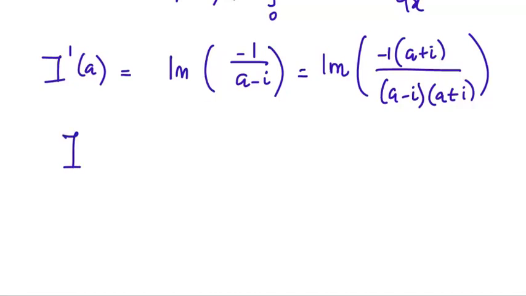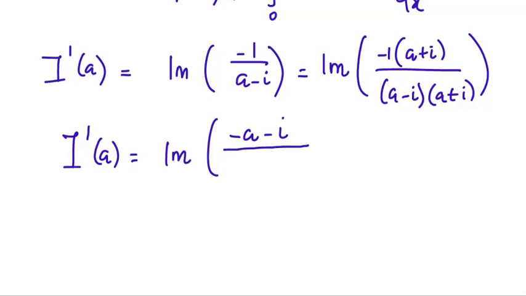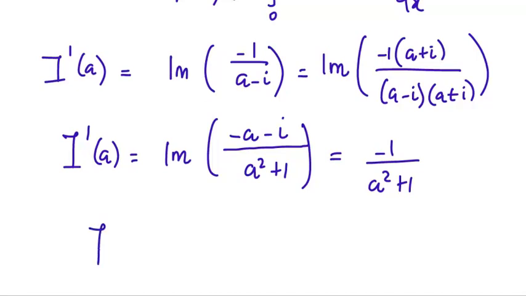So from here, I prime of a is going to be equal to the imaginary part. So up there we have negative a, negative i. Down here, difference of two squares, it is going to be a squared minus i squared. i squared is negative 1. This will give us plus 1 here. Now, the imaginary part of this is equal to negative 1 all over a squared plus 1. It is clear enough, right? Therefore, our I prime of a is equal to negative 1 divided by a squared plus 1.